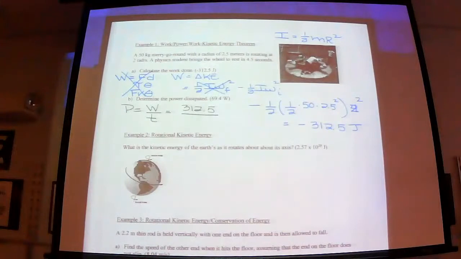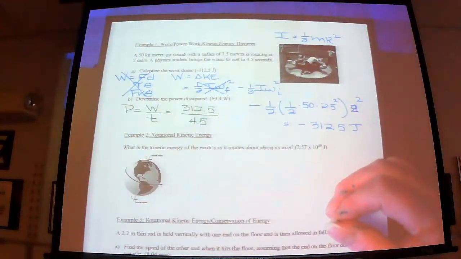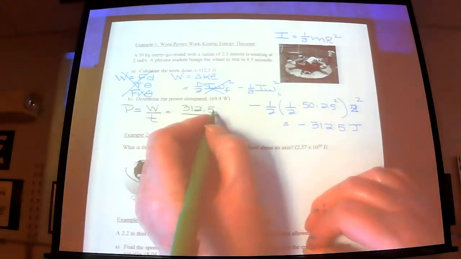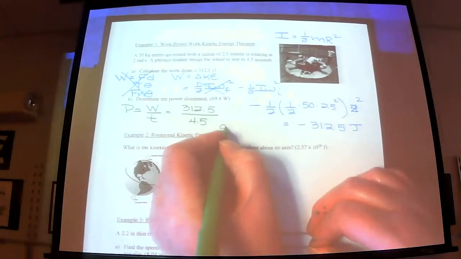somebody might say, why did I drop the negative sign? We really can't have negative power because power is what you spend. And that's what the negative sign means. I spent it. So there's no need to have it there. And we did this in a time of 4.5 seconds. And when I have joules per second, that will turn out to be watts.